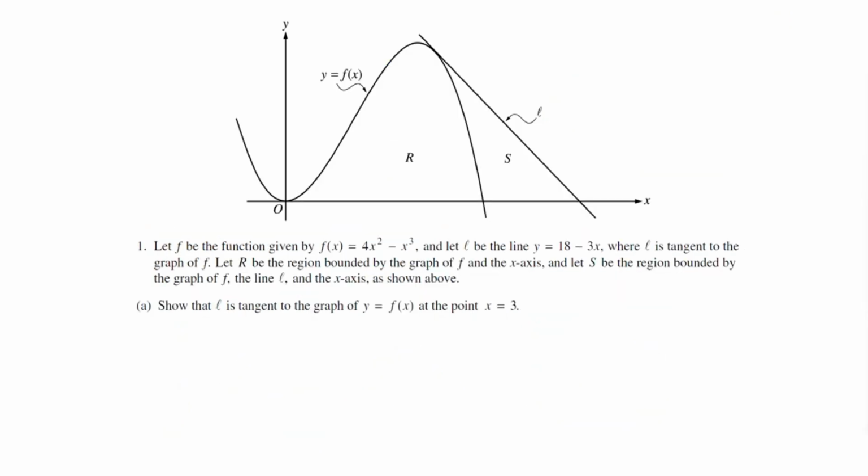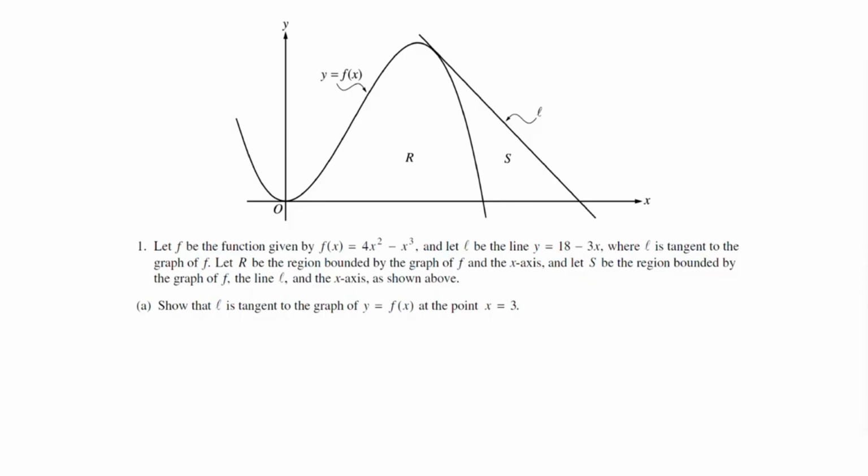All right, this is question number 1 from the 2003 Form B AP Calculus AB exam. It's a calculator question. That's an area and volume question. And we're given a function f of x, 4x squared minus x cubed, and a line, 18 minus 3x, where L is tangent to the graph of f. And then we have 2 regions, region R and region S. Right? We can see region R is just the region between f of x and the x-axis over there in the first quadrant, and S is the region between the graph of f and the line in the x-axis.